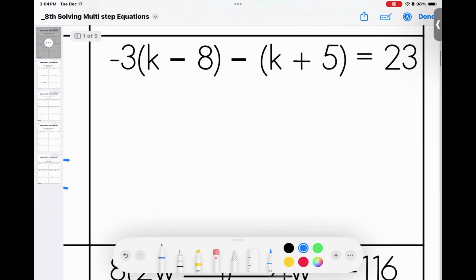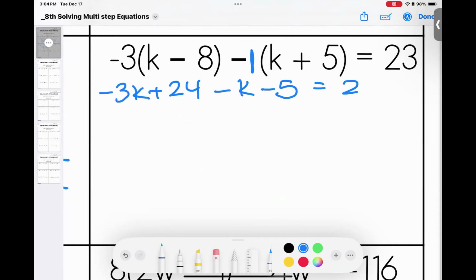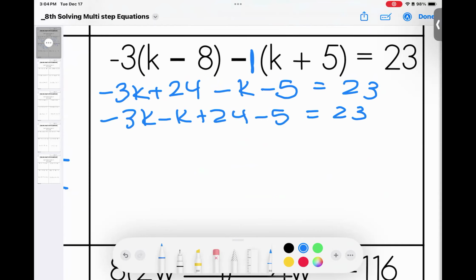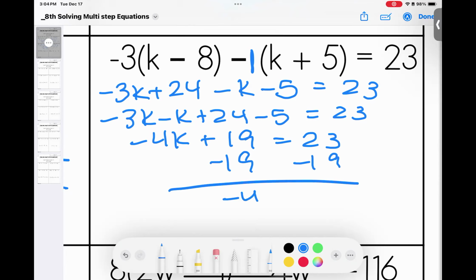Over here, lots of distribution. We've talked about this in class, but treat this like a -1. -3k plus 24 minus k minus 5. I'm going to put like and like together. So over here, I have -4k plus 19. I'm going to subtract 19 from both sides. -4k is equal to 4. K is equal to -1.